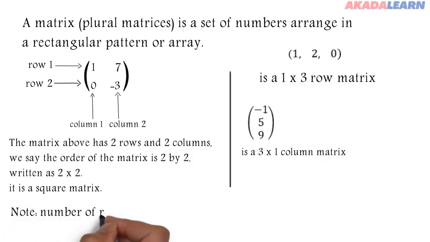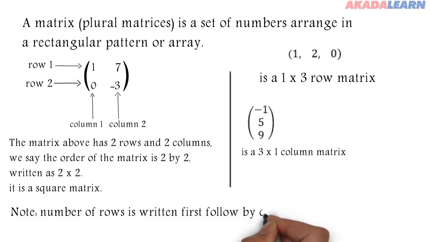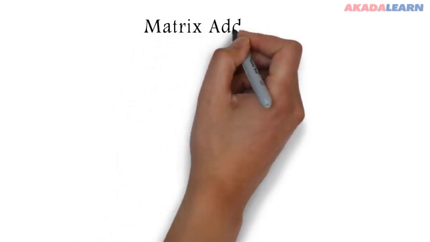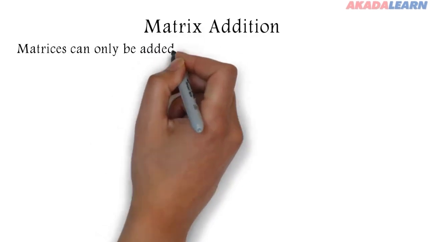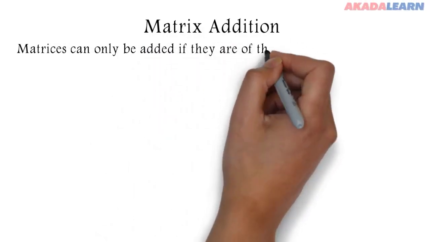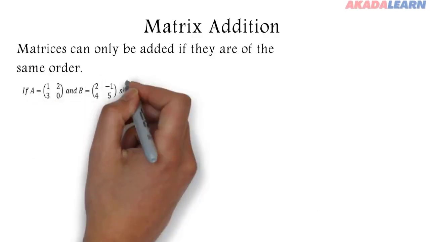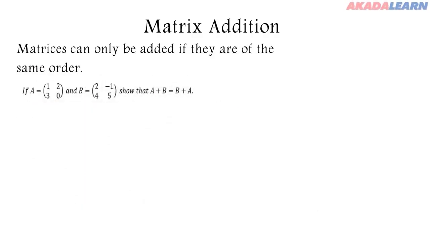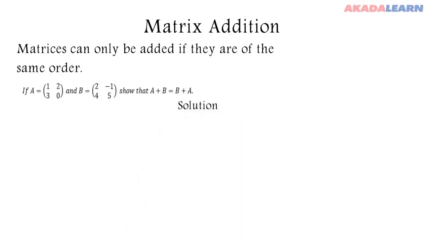So we are asked to note that when we are writing the order of a matrix, the number of rows comes before the number of columns. Okay, so now let's go ahead to see how we can add two matrices together. Matrices can only be added if they are of the same order. So we want to add these two matrices together, A plus B, then we'll do B plus A. We want to show that they are equal.